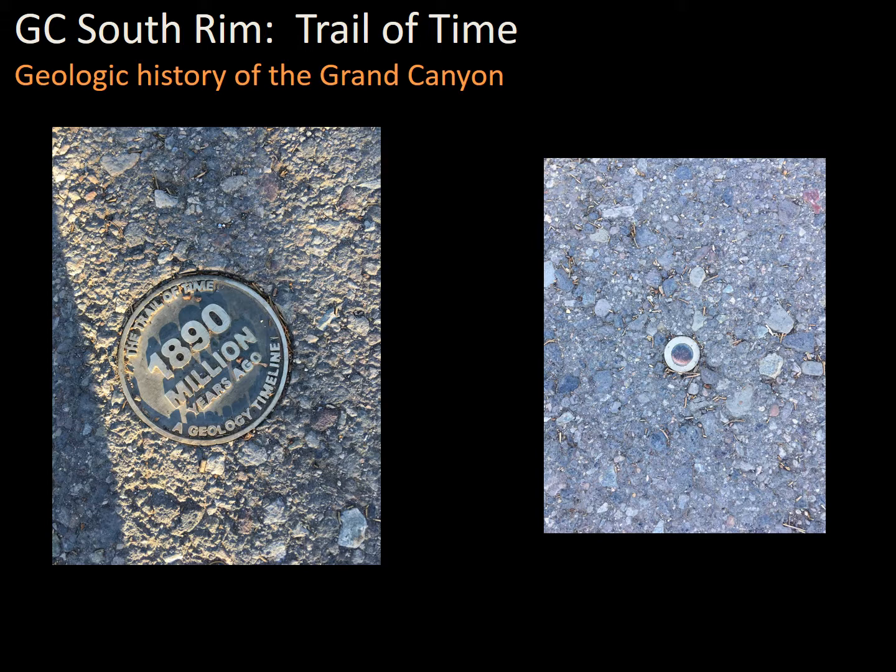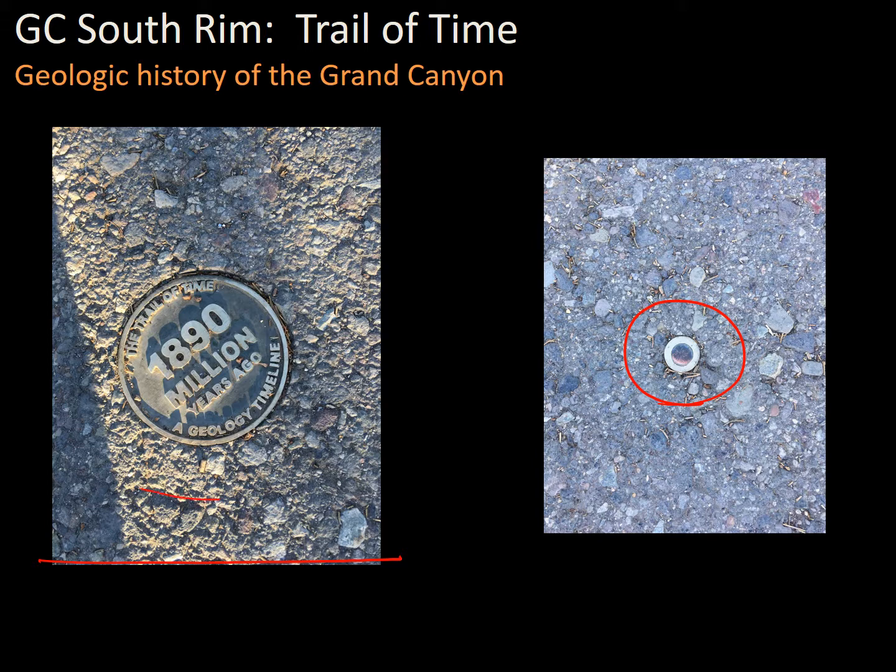The Trail of Time timeline starts at 1,890 million years ago, or 1.89 billion years ago. And every meter of the trail represents 1 million years. So every meter along the trail, there are these little round metal markers in the path. And so every roughly 2 or 3 paces that you take, you've passed through 1 million years of time.